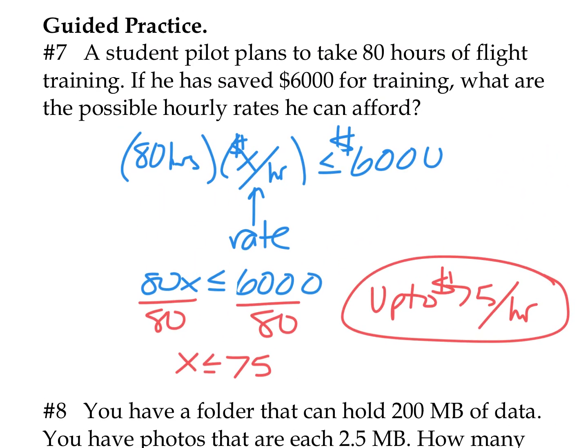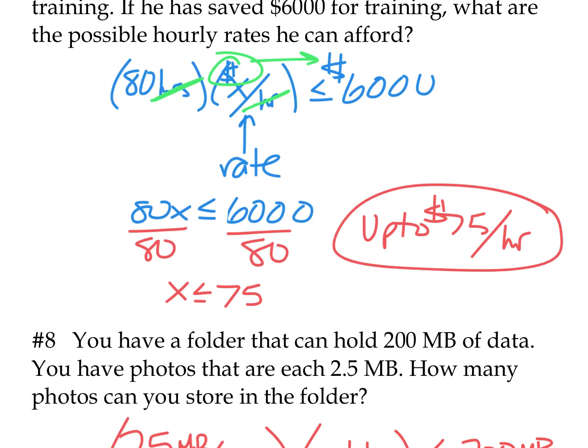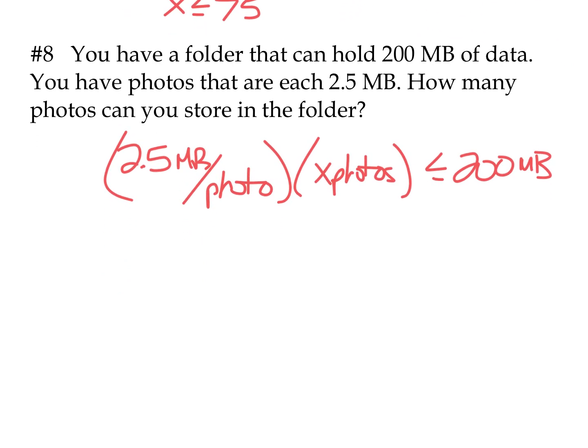We take our rate here, right, times the number of hours. So 80 hours times so many dollars per hour, right? The hours here would cancel. If we're looking at unit analysis, the hours would cancel. We're left with just dollars, which is what we want for our answer there. So in this one, we have 2.5 megs per photo times x photos. We're going to end up with a total number of megabytes that we could hold. So we're going to have 2.5x less than or equal to 200.